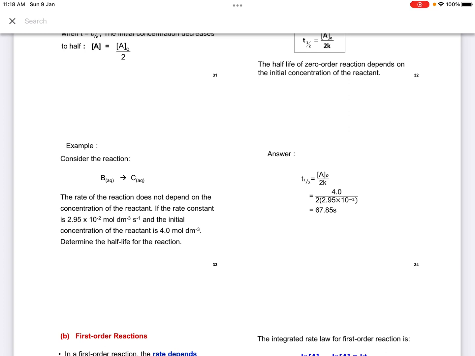So half-life formula for zero order is [A]0 divided by 2k. [A]0 is given in the question, 4.0. 2 is from the formula. k also given in the question, 2.95 times 10 to the power negative 2. Therefore, the half-life is 67.85 seconds. Unit is compulsory.